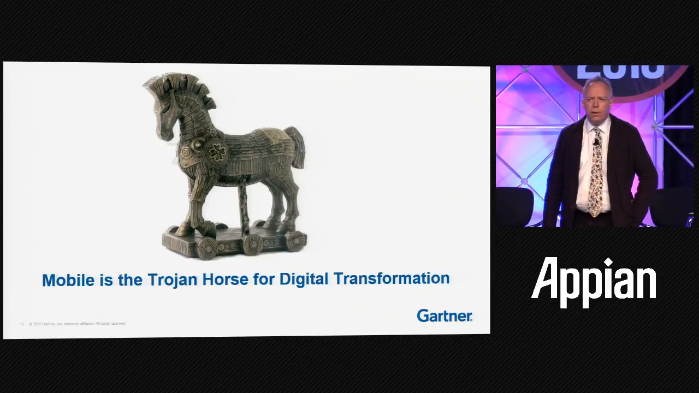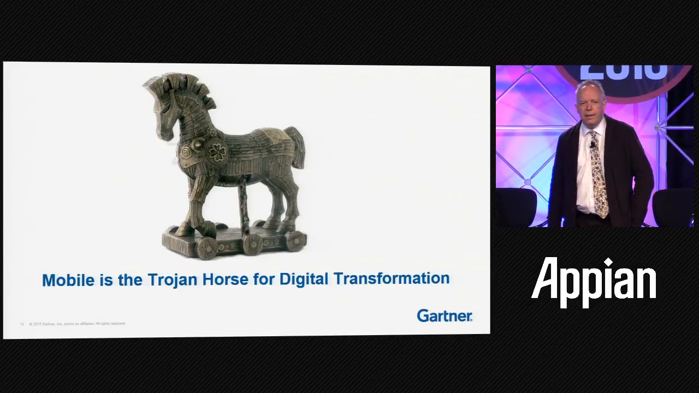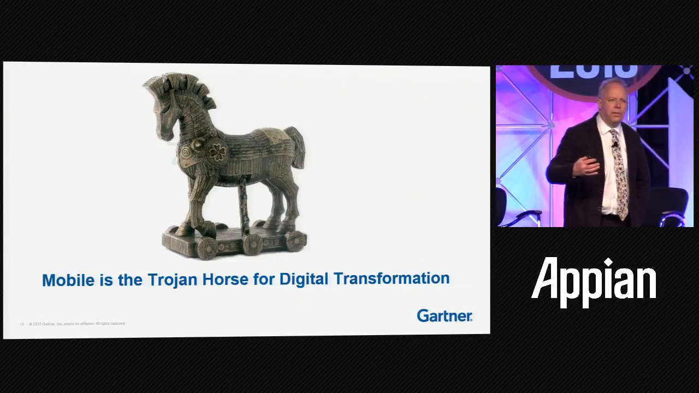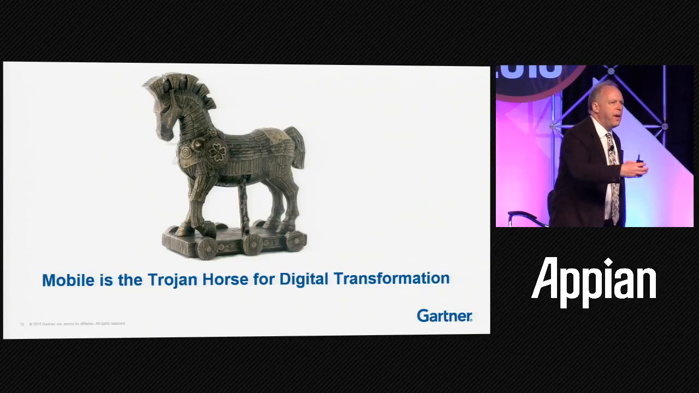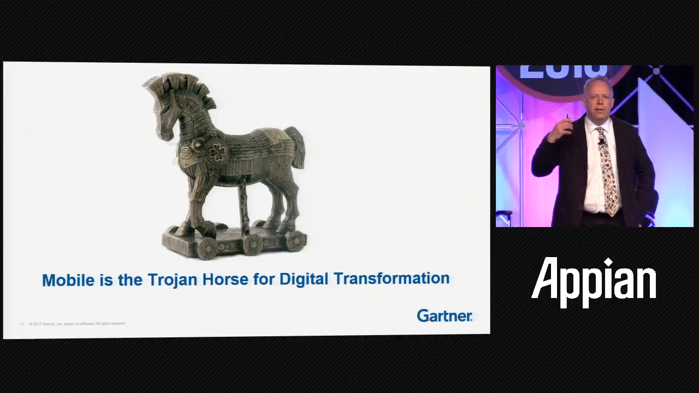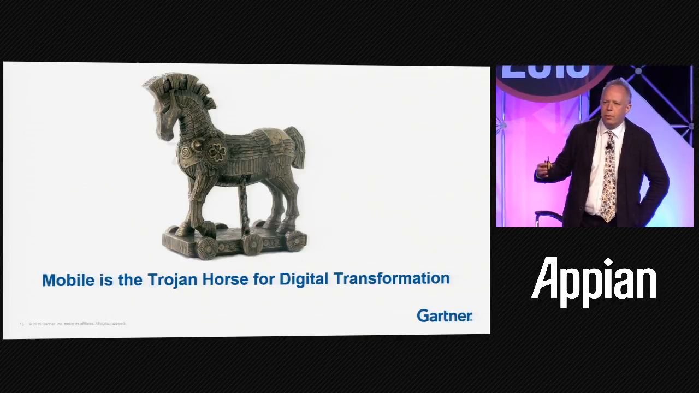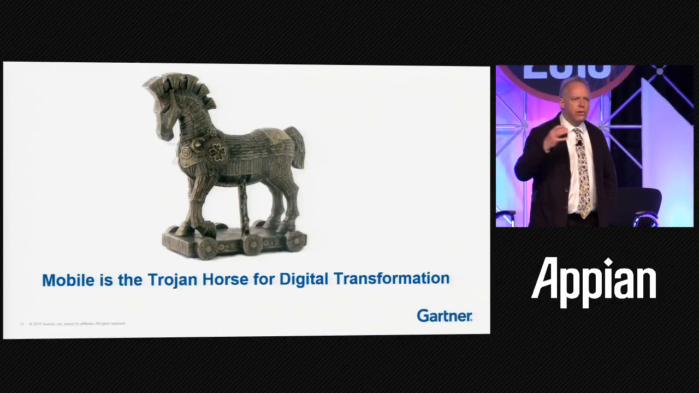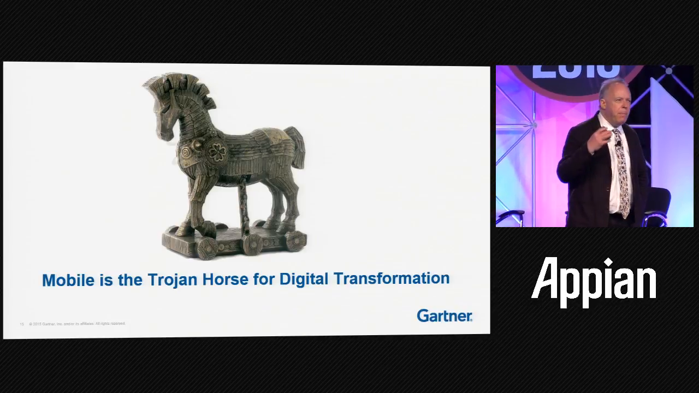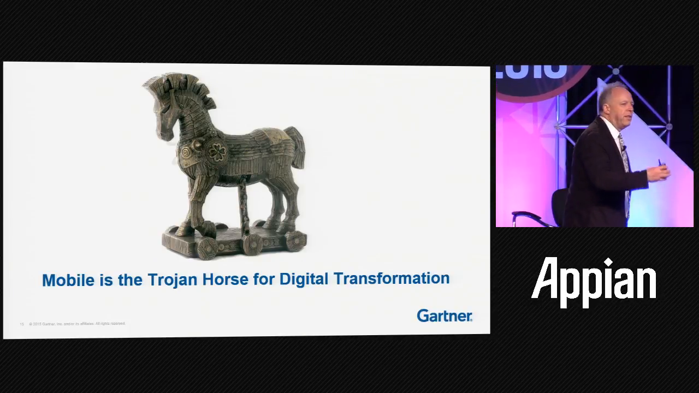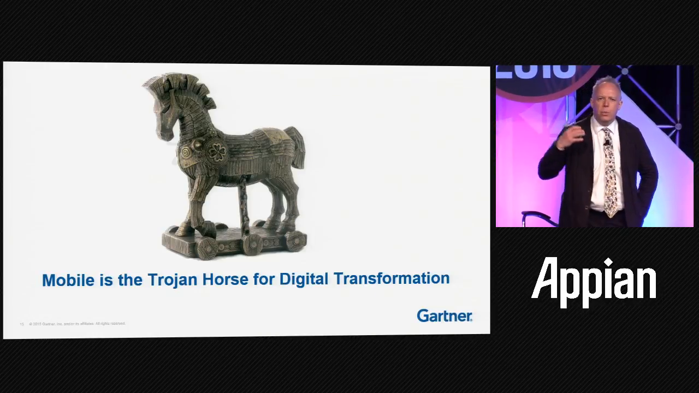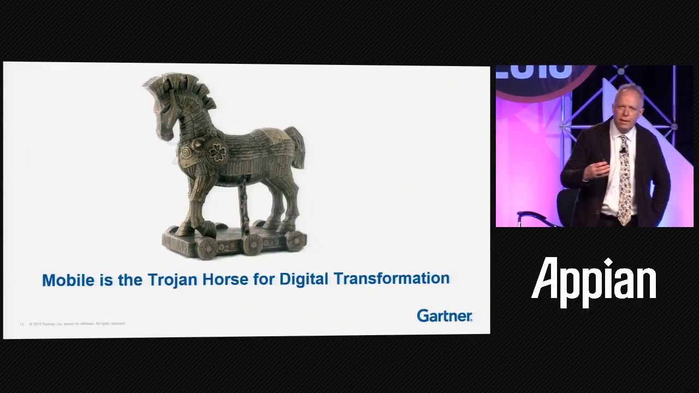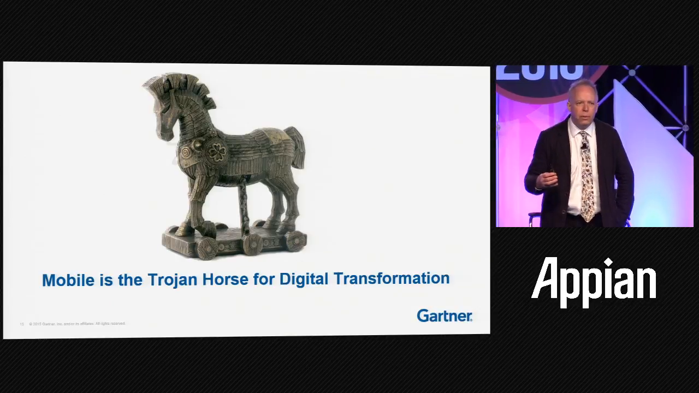So, Trojan horse. Mobile is an incredible Trojan horse. It's already in your enterprise. Use the fact that it's there to drive digital transformation, cultural transformation. Get people to understand that mobile isn't just about the mobile device. It's not the phone in your hand. It's about changing the way your business works and how you build the software for it.